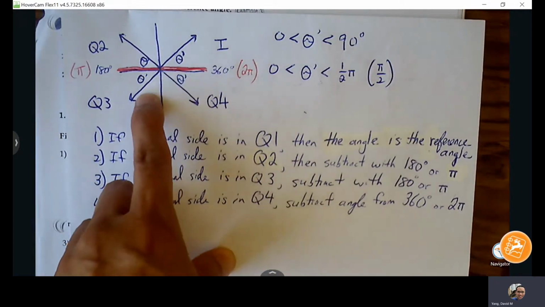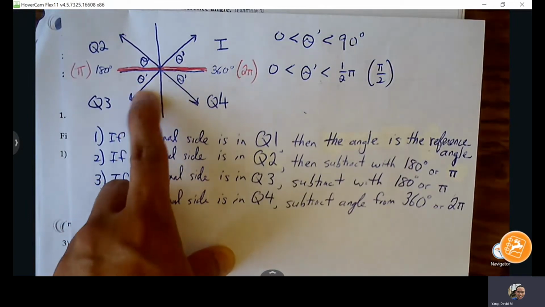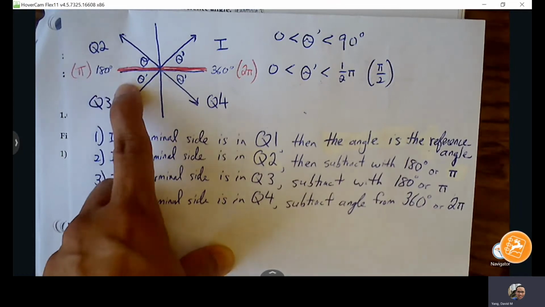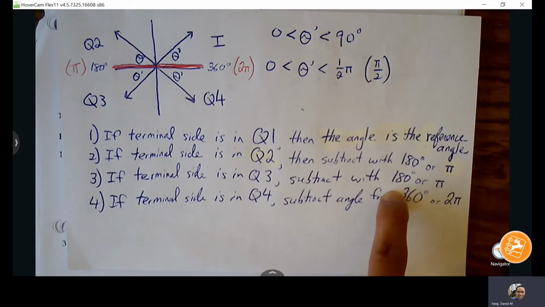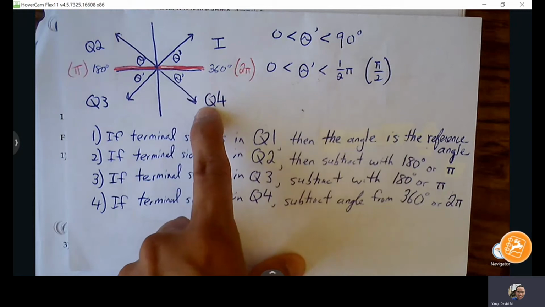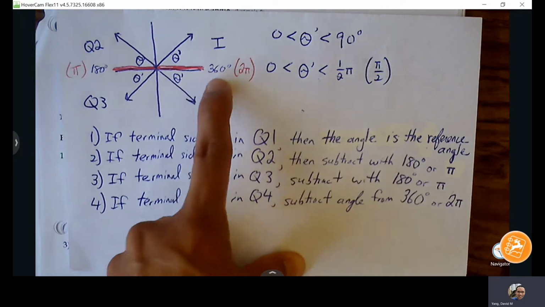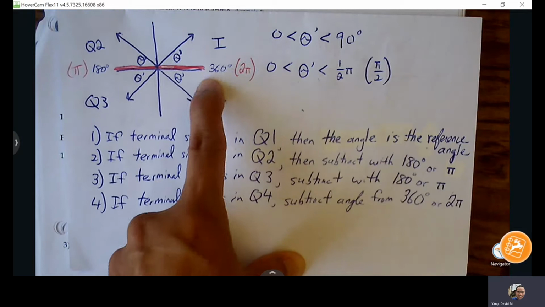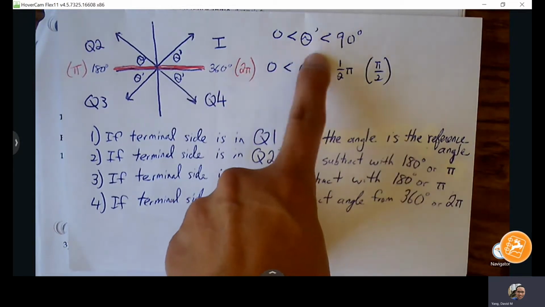If your terminal side lands in the third quadrant, then your reference angle is going to be that measure between that terminal side and the x-axis. Again, you're going to be subtracting with 180 to arrive at that angle measure. And finally, if your terminal side lands in the fourth quadrant, then your reference angle is just going to be that measure there. The way you can find it is by subtracting from 360. So if this is 300 degrees, you will do 360 minus 300, and that will give you a reference angle of 60, which is in that range that we're looking for.